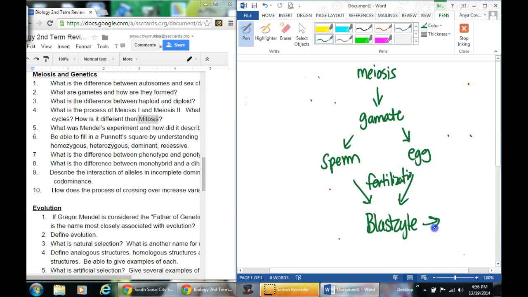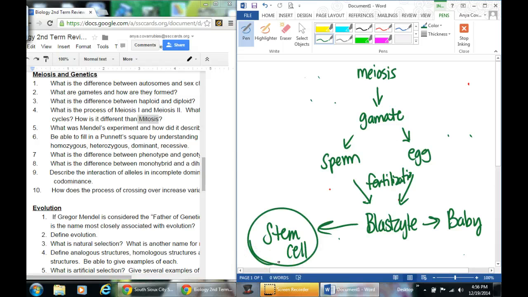And then a blastocyte can develop into a baby, or these are our totipotent stem cells that can be used for all sorts of curing of diseases and genetic problems. Because stem cells can turn into any type of cells. They're just unspecified cells, undifferentiated cells.